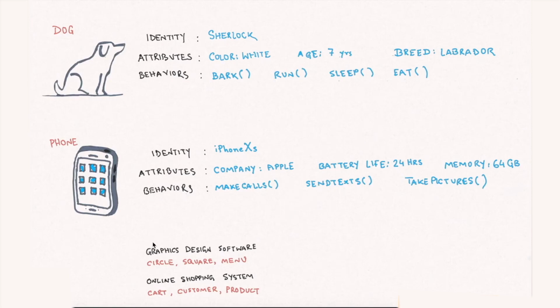So each object here, there could be a lot of different circles that the graphics design software can have, right? So circle would have an identity because it's an object. It will have its own attributes and it will have its own behaviors. In the same way, square will have its own identity, will have its own attributes, and will have its own behaviors. Menu items will have their own identity, attributes, and behaviors as well. So would be the case for a cart in an online shopping system. A customer will also have an identity, some behaviors, and some attributes. And the products will also have some identity, attributes, and behaviors.